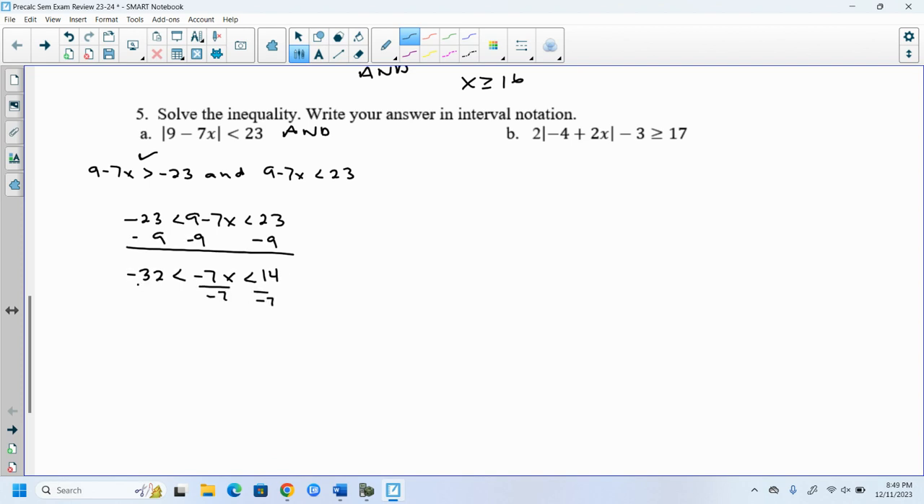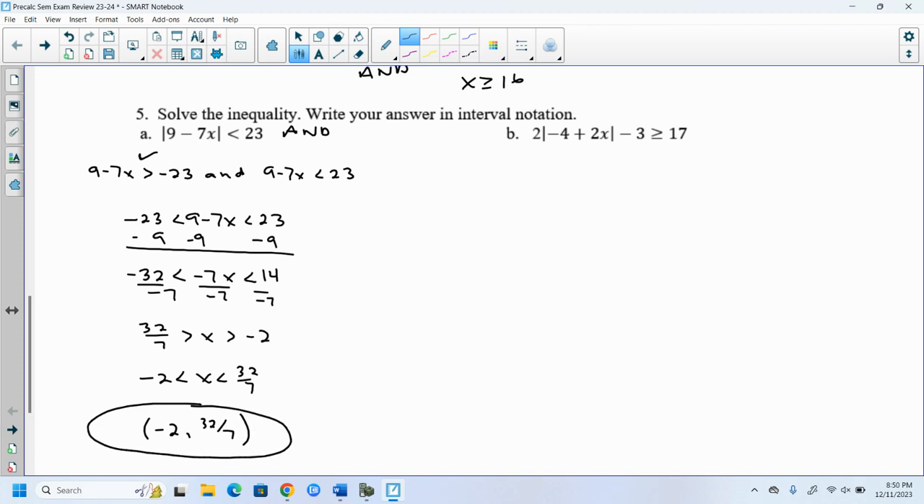Divide everything by negative 7. And then I get 32 over 7. Since I divided by negative, I am going to have to flip both sides. And I get negative 2 over here on the right, 32 over 7 on the left. But we want to always have the smaller number first, so this is going to be equivalent to just flipping this around. Negative 2 is less than x is less than 32 over 7. So x is going to be trapped in between there. So my answer will be from negative 2 to 32 over 7 in interval notation. Okay, so that's what we'll get.